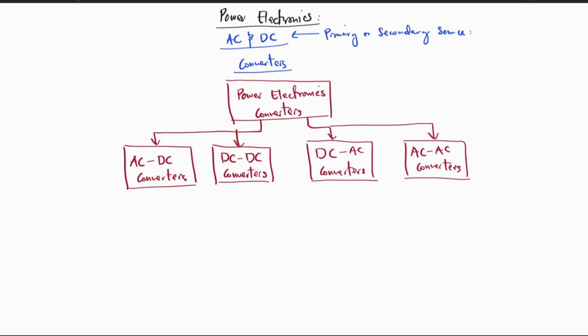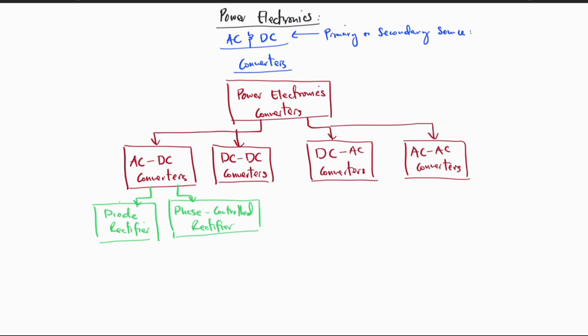And we have the diode rectifier, which is responsible for converting the AC to DC. And we have another one, which is the phase control rectifier. So these two are mostly used in the process of converting the AC signal to a DC signal.